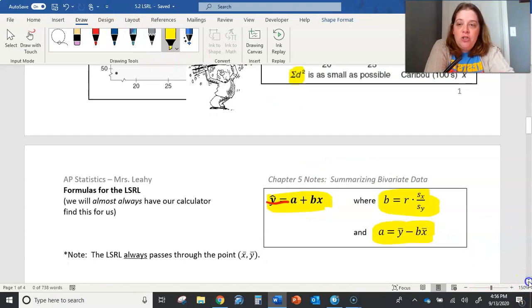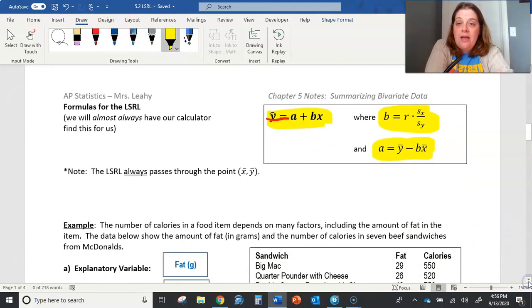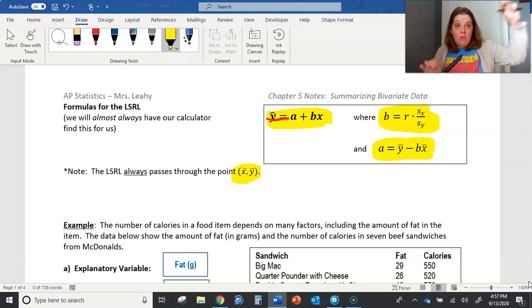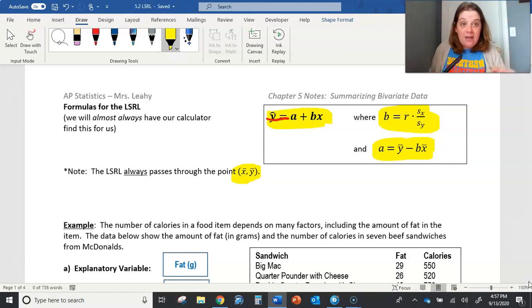Now, just as a general note, the least squares regression line always passes through the point x bar, y bar. So the average x value and average y value is a point on the least squares regression line, always, every single time. Okay, all right, so here is an example.